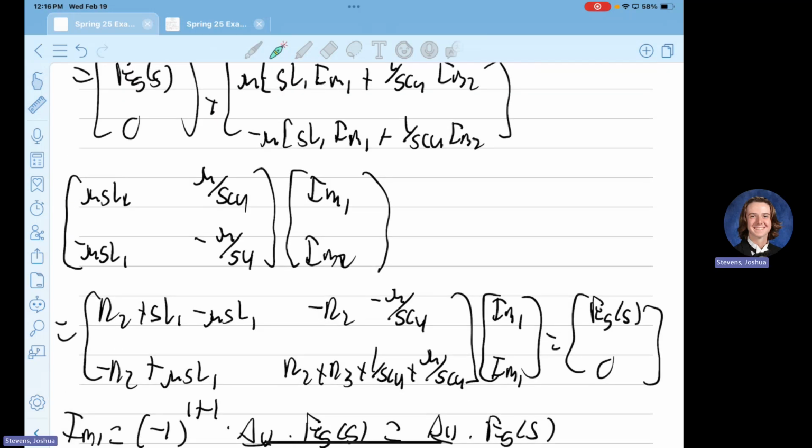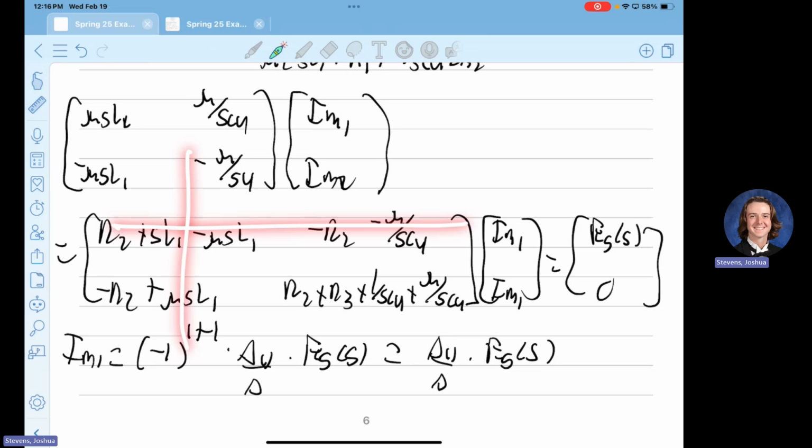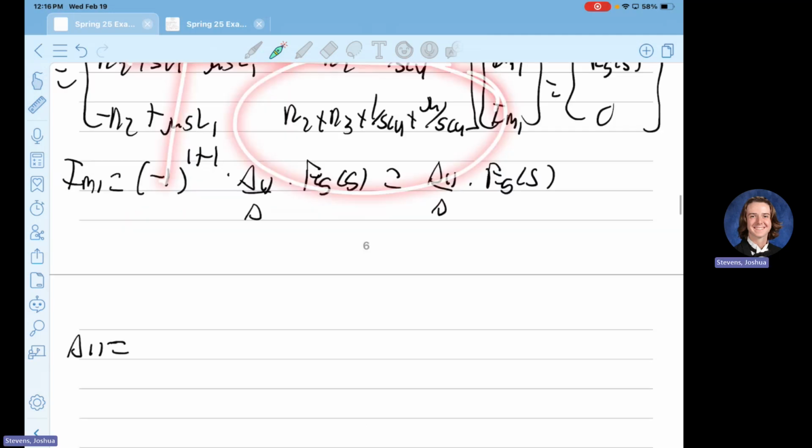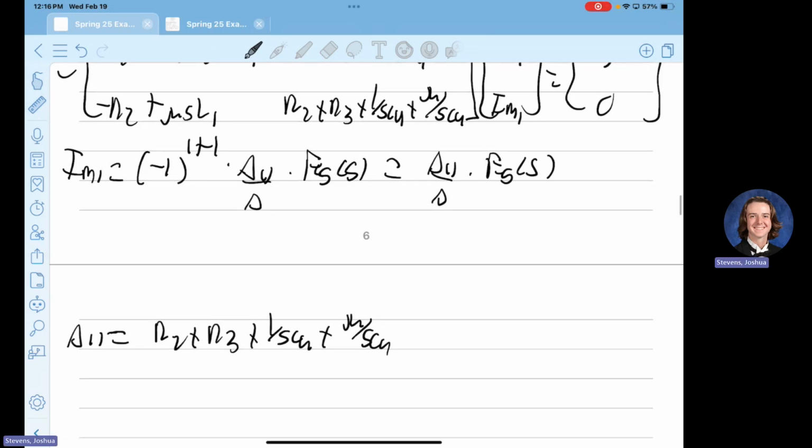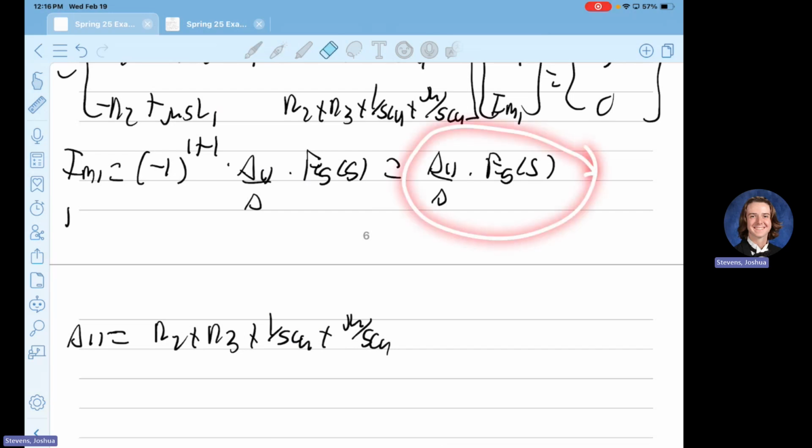Delta 1, 1. That's first row, first column. That's what's left. Does that make sense? Delta 1, or row 1, column 1, whatever's left, that's what you get. That then becomes R2 plus R3 plus 1 over SC4 plus mu over SC4. I am going to spare you the derivation because I don't want to do that. We also have this equation here, which equals IM1.